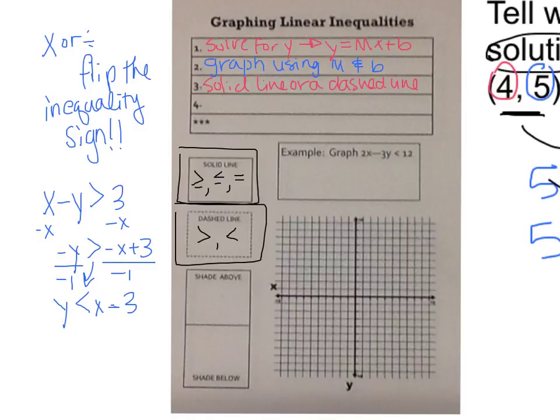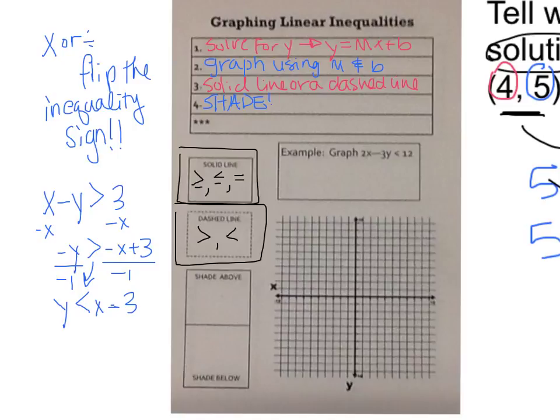Last step, you need to shade. This essentially tells you that you have completely understood what the graph means. If you have a less than or equal to, then you would shade underneath your graph. If you have a greater than or equal to, you would shade above the graph.